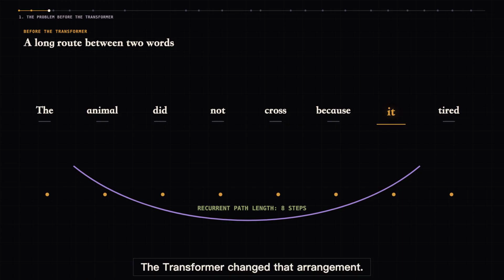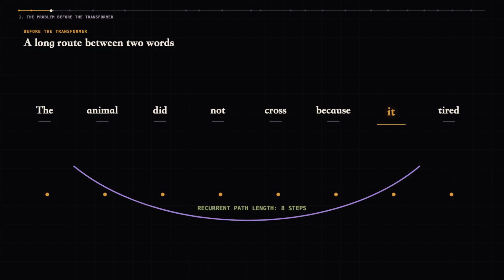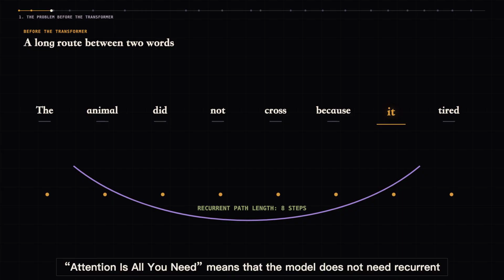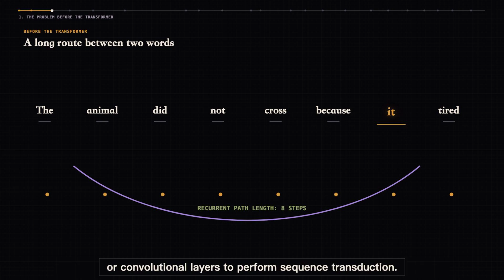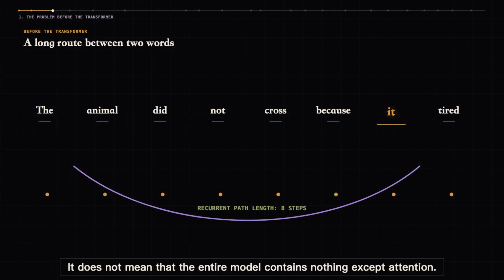The transformer changed that arrangement. It removed sequence-aligned recurrence and convolution from the encoder and decoder. Attention became the main way positions exchanged information. This is the claim behind the title. Attention is all you need means that the model does not need recurrent or convolutional layers to perform sequence transduction. It does not mean that the entire model contains nothing except attention.